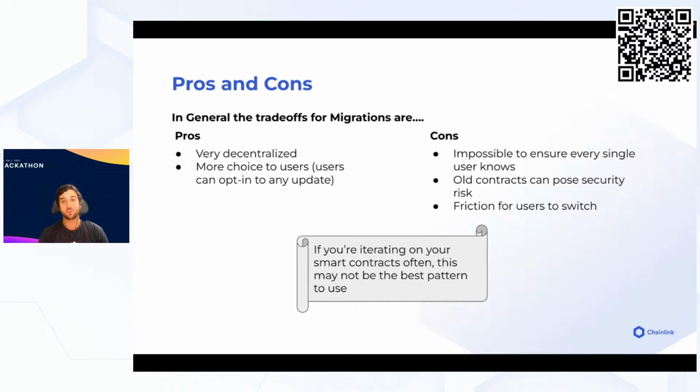And in the software world and really the design world, friction is the enemy, right? In terms of making very usable and UX-friendly apps. So if you're iterating quickly on a smart contract often, this may not be the best pattern for you to use.